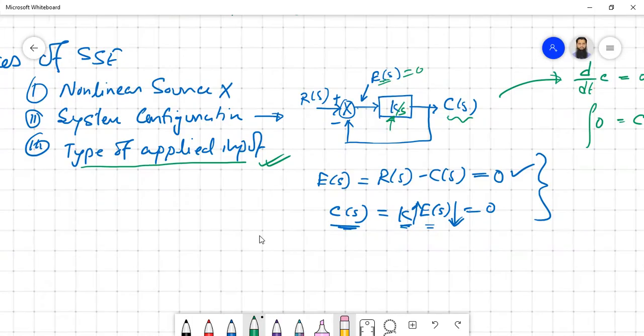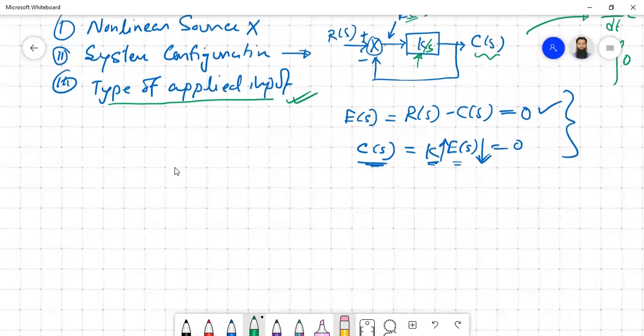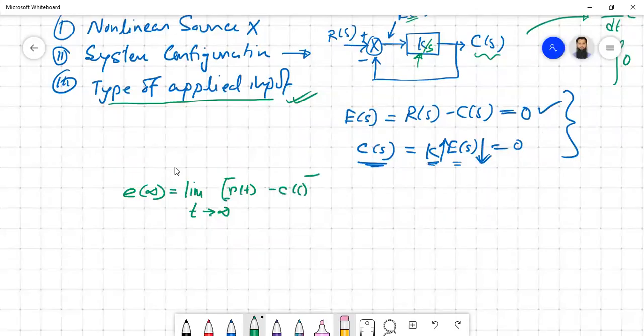Now, look at the theorem that we are going to apply. For steady state error, we are saying something like this. The steady state error e(infinity) is the limit as t tends to infinity of r(t) minus c(t). So this is what we are trying to say. Or, if we know that this is our error signal, we can also say the limit as t tends to infinity of e(t).